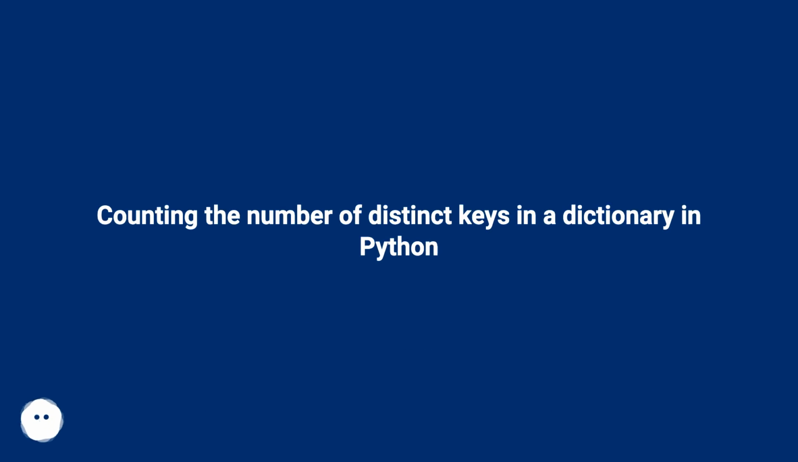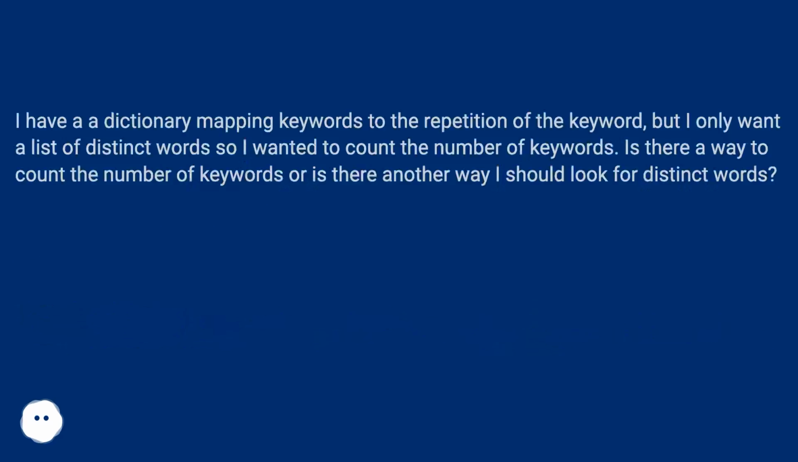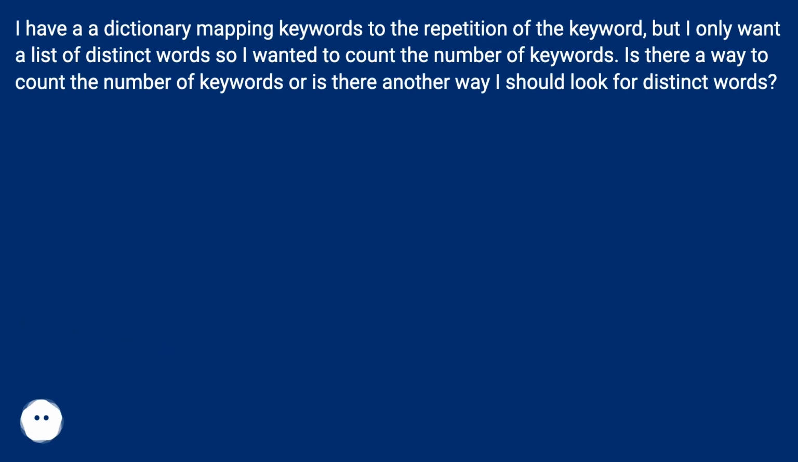Counting the number of distinct keys in a dictionary in Python. I have a dictionary mapping keywords to the repetition of the keyword, but I only want a list of distinct words, so I wanted to count the number of keywords. Is there a way to count the number of keywords, or is there another way I should look for distinct words?